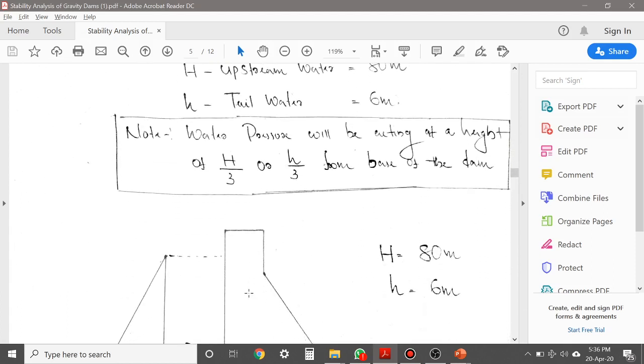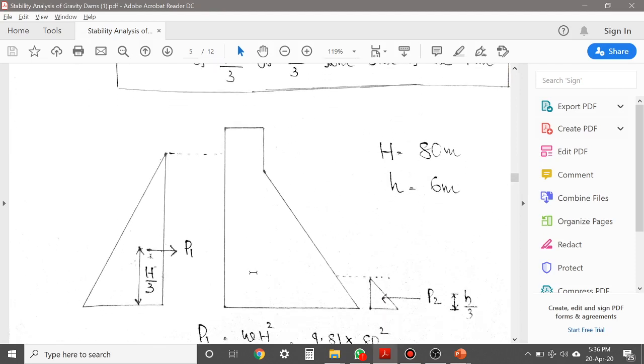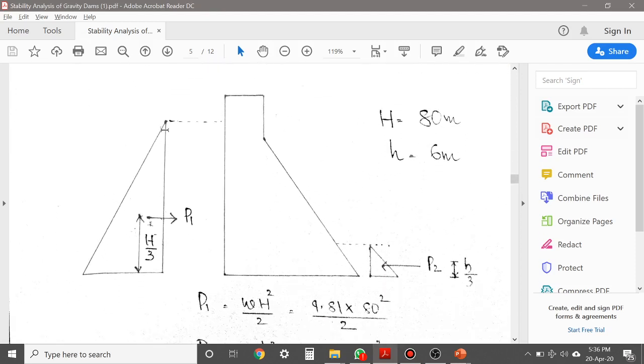You can see the figure of water pressure. See, this is the figure of water pressure, and you know that water pressure diagram will be a triangle. The water pressure diagram was explained in lecture number 1, and also how you can calculate the force due to water is also explained in lecture number 1. So this is the triangular water pressure distribution at upstream.